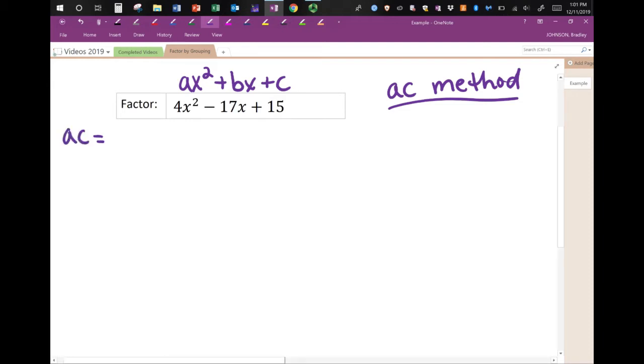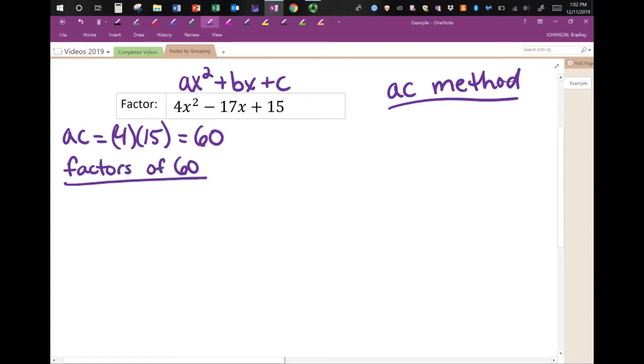I need to multiply A and C first. 4 times 15. Okay, let's think about that. I know 2 times 15 is 30, so if I double that again, that would give you 60. So let's look at the factors of 60. Now, after we look at the factors of 60, the factors of 60 need to add to negative 17.